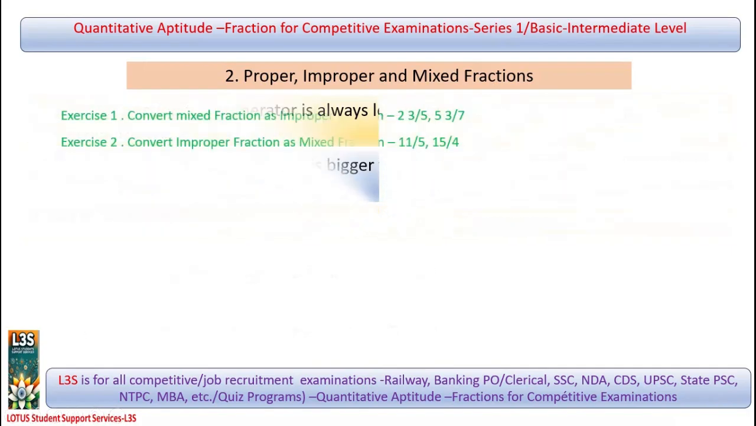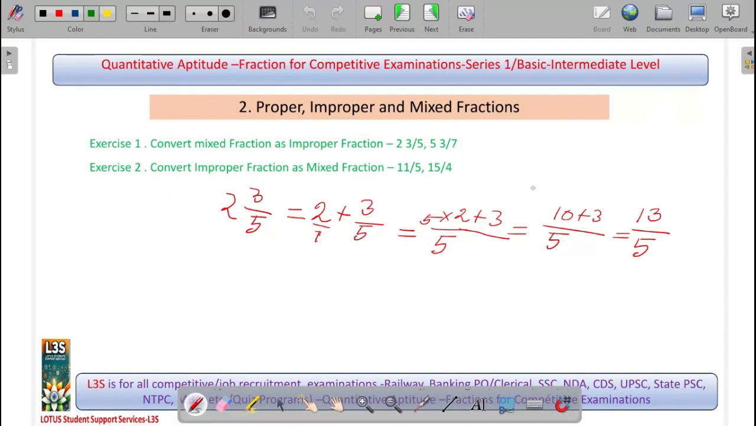Now here is exercise 1: convert mixed fractions to improper fractions. 2 3 by 5, then 5 3 by 7. So we can convert 2 3 by 5 like 2 by 1 plus 3 by 5. Then we take the LCM of 1 and 5, we'll get 5. Then we'll make equivalent 1 into 5, 2 into 5. So we'll get in the numerator 5 into 2 plus 3. So we'll get 13 by 5.